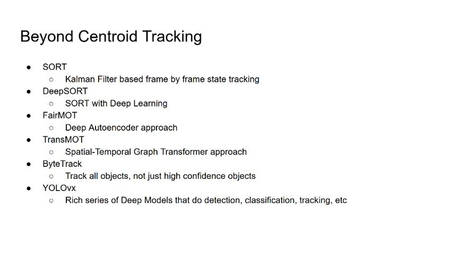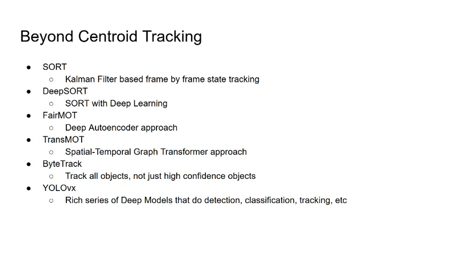The simplest one would be SORT. It stands for Simple Online Real-Time Tracking. It is a Kalman filter-based frame-by-frame state tracking algorithm, and I think I have the GitHub link to it there. There's some papers on it too. But as opposed to viewing things as edges, it's viewing them as a combined fused Kalman state. DeepSORT is SORT with deep learning, so it's Kalman filters and deep learning. FairMOT and TransMOT are some newer approaches.